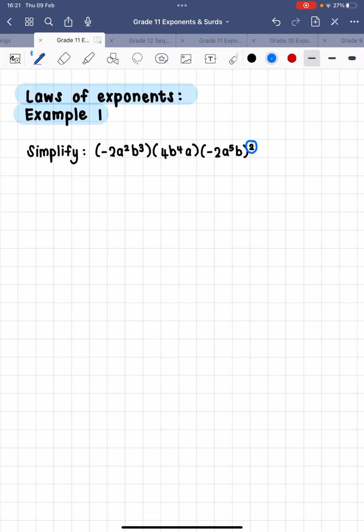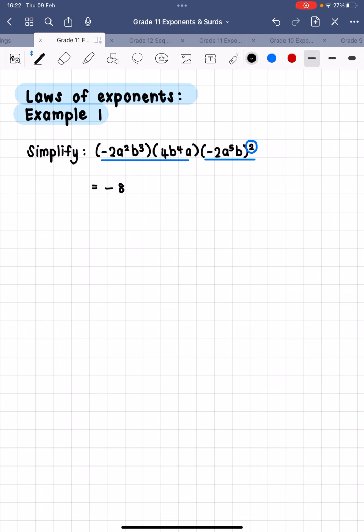Now what you have to do first is apply the exponent law for a power to a power before you can multiply all three brackets together. If you want to, you are allowed to first multiply brackets 1 and 2 together. Since neither of those brackets have an exponent, you can just multiply them together right from the start. So let's go. -2 times 4 is -8.